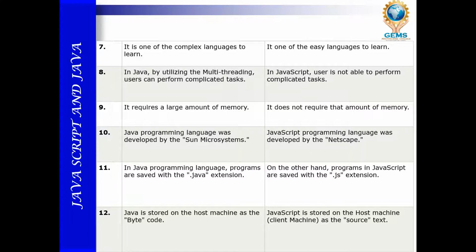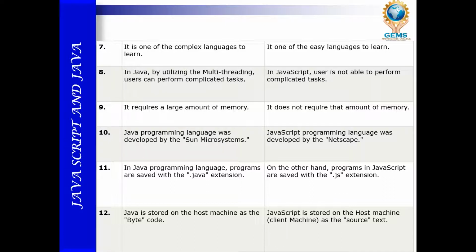It requires a large amount of memory. The Java language requires a large amount of memory. JavaScript does not require that amount of memory. The Java programming language was developed by Sun Microsystems. The JavaScript programming language was developed by Netscape.